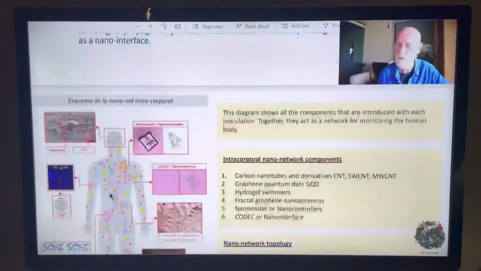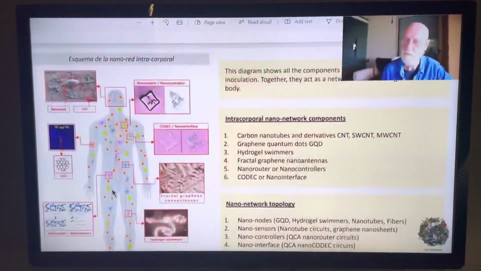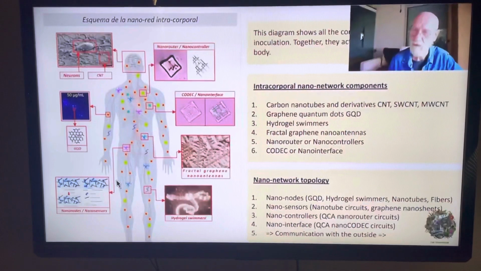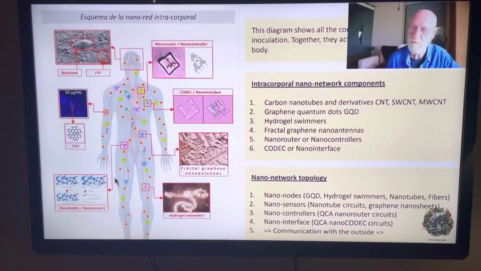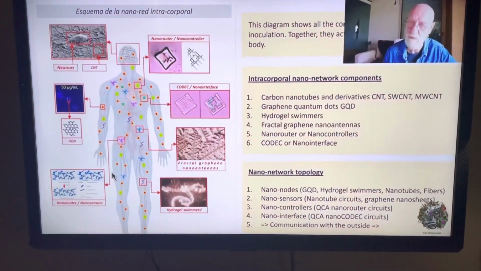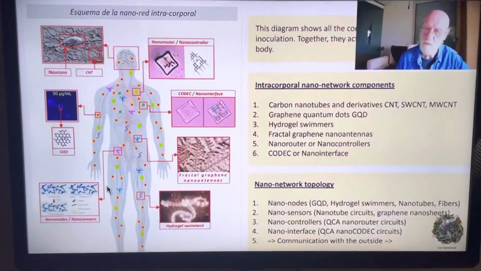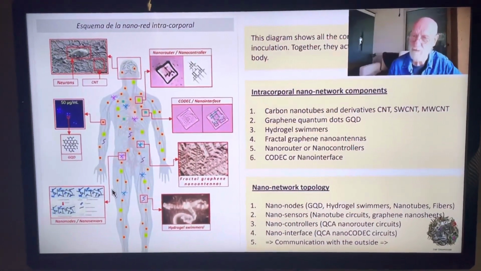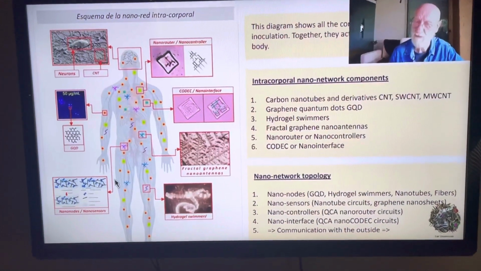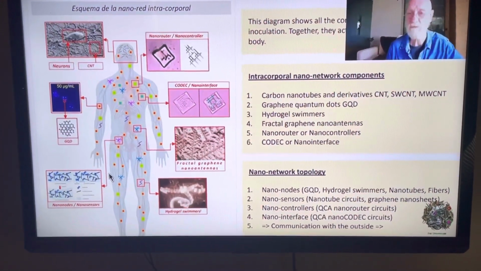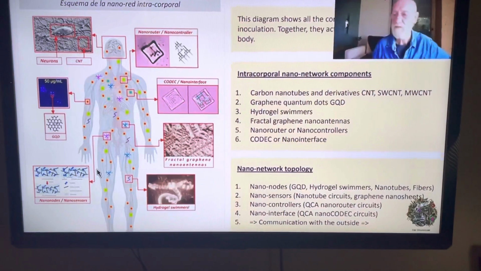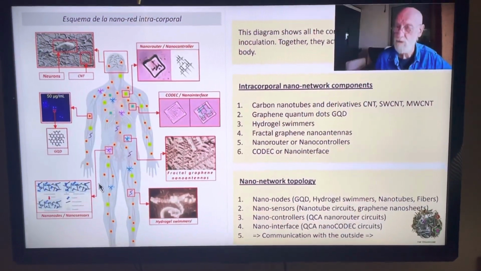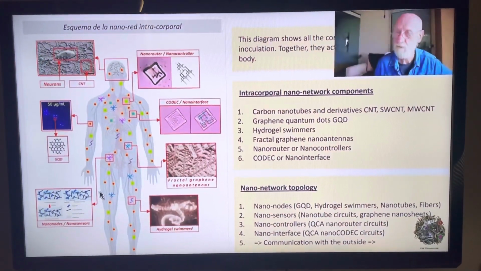Now you look through here, nano routers, you see this here? Nano routers being made from graphene neurons and carbon nanotubes, the quantum dots, the nano interface, the fractal graphene nanotides and hydrogel swimmers. Carbon nanotubes and derivatives, graphene quantum dots, hydrogel swimmers.